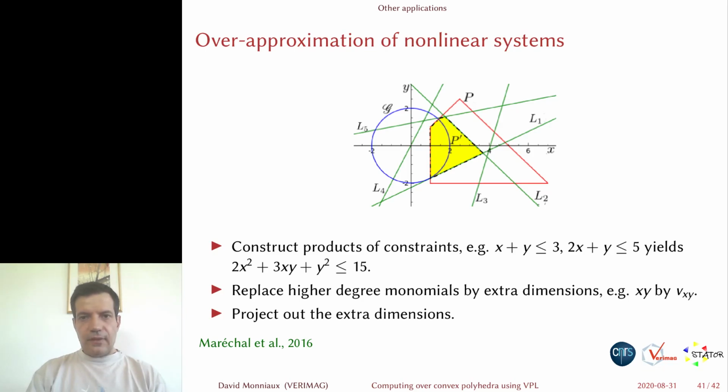So what are other applications apart from computing invariants? We have ways to approximate the behavior of nonlinear systems using this parametric linear programming by essentially expressing that higher degree monomials are extra dimensions and doing some forms of projection. So we can actually analyze nonlinear systems or nonlinear programs using only linear arithmetic because of that.